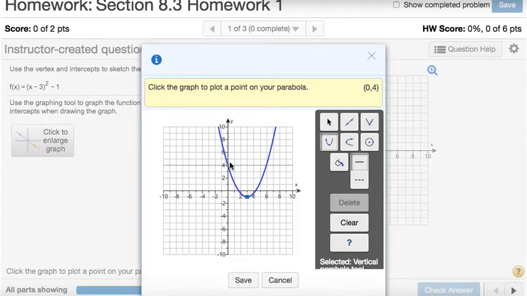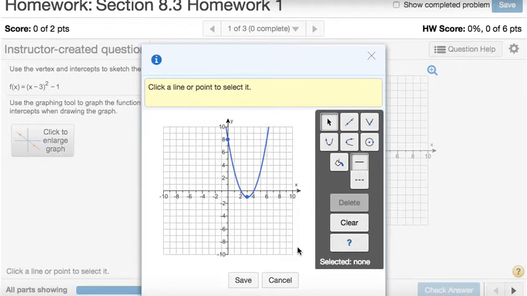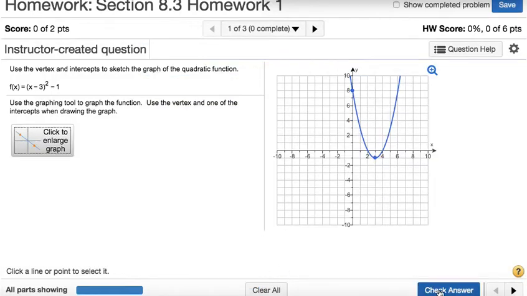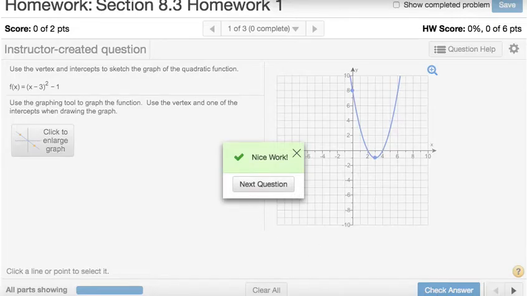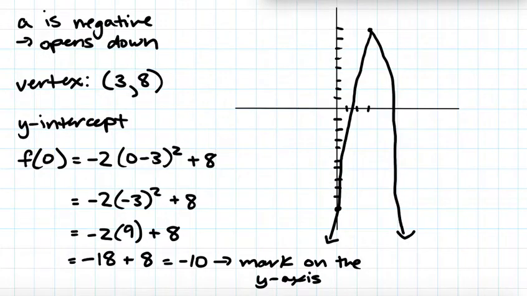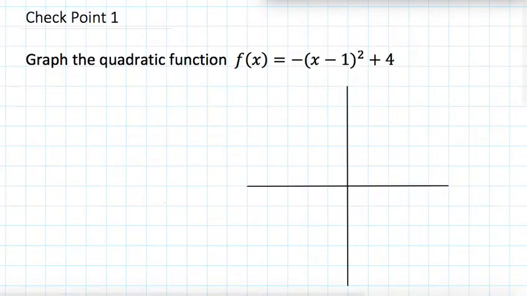So I'm just going to plot the y-intercept, which in this case looks like it's going to be 8. So I click on that point. Once I have the 2 points plotted, click on save, and then check my answer. And that's correct. So next you should do checkpoint problem number 1. Do this in your notes, check your answer, and then move on with the rest of the video.